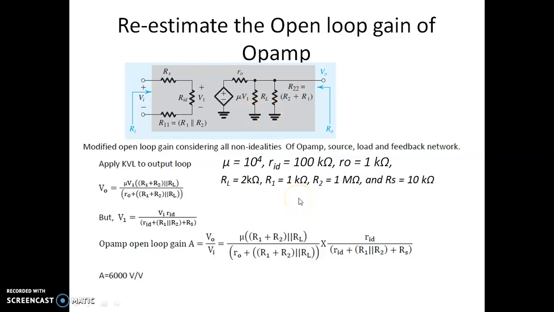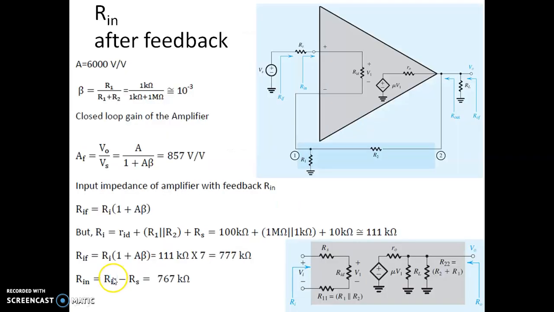Now you can see, using this A as 6,000, we estimate what Rin is. So we know that with A as 6,000, beta happens to be 1 milli, and the closed loop gain of the amplifier becomes A by 1 plus A beta. This happens to be 857 volt per volt, and you can see the input impedance of the amplifier. You can see now this is Rin.